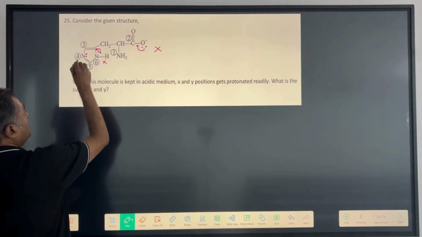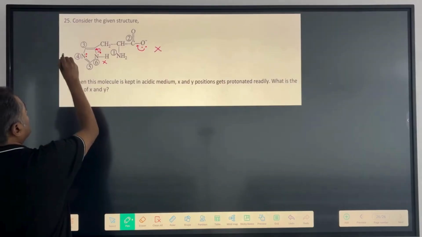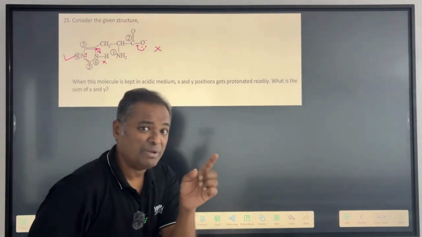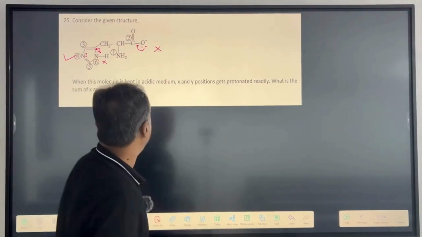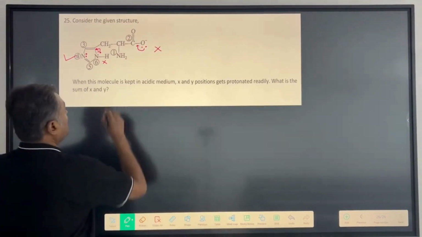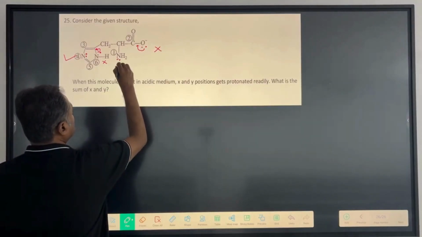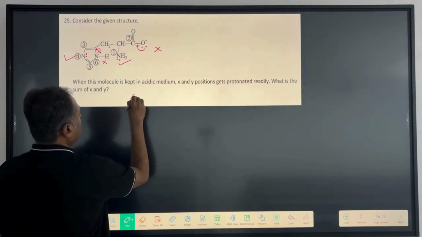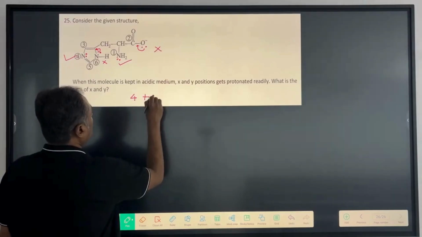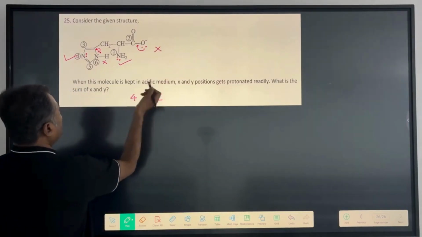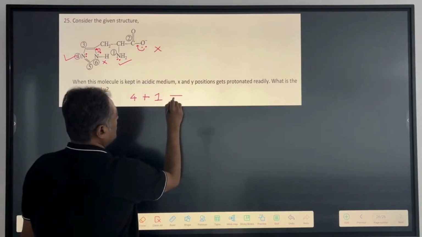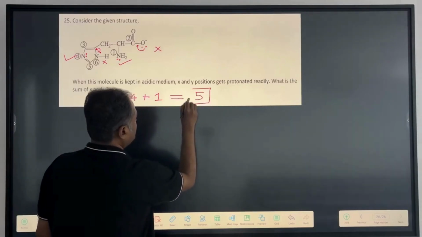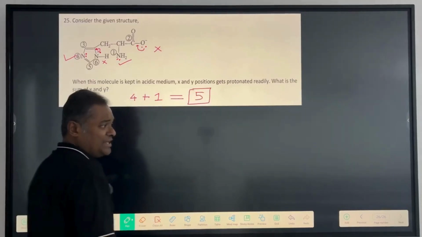Over here, example number 4 can accept a proton very easily, because the lone pair present on a doubly bonded nitrogen is more basic. It is not involved in resonance, and over here also this base is possible. That means I have got 2 positions, one is position number 4 and one is position number 1, and they have asked the sum of X and Y. That means there are only 2 options available, and that is why the answer you are going to get for this will be 5. I hope this question is clear, child.